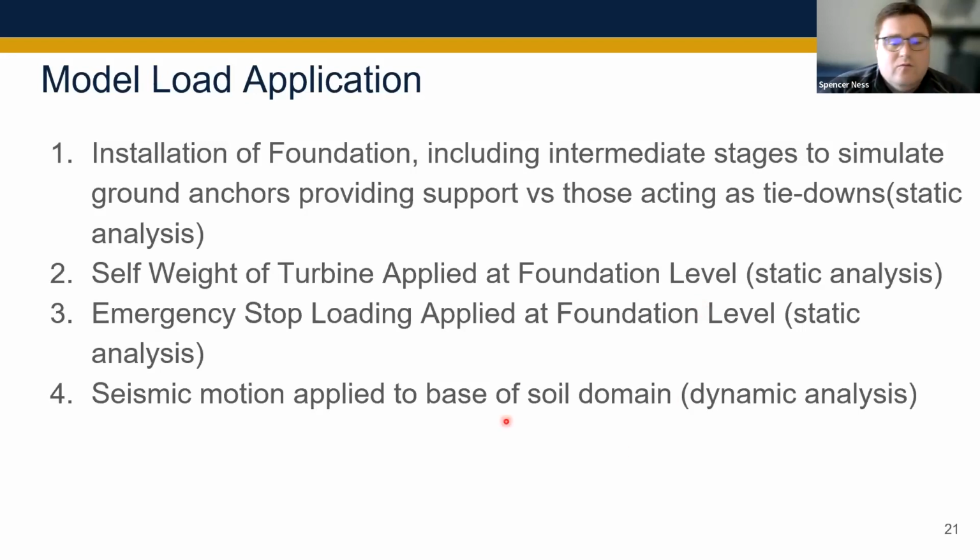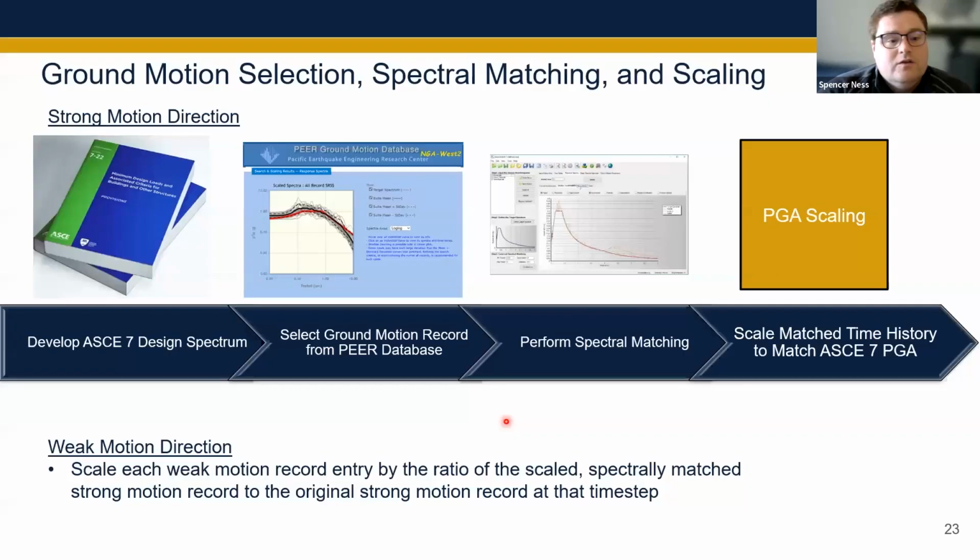And then finally, once we have all those loads applied through static analyses, we move into our dynamic analysis, adding that seismic motion at the base of the soil domain. So we then needed to find a ground motion that we felt was appropriate for this particular site that was being investigated, but that would also initiate a liquefying event. So we went through the process of selecting an ASCE 7 design spectrum, and found ground motions in the PEER database that were both regionally appropriate and matched our design spectrum.